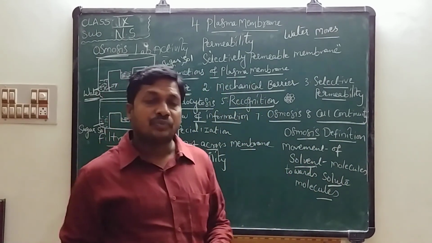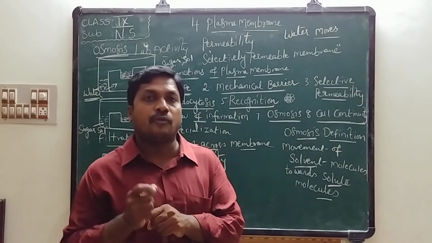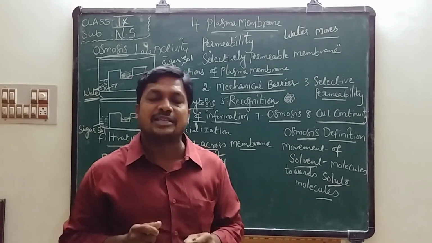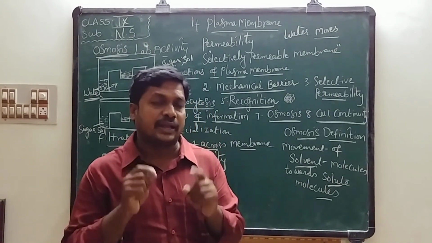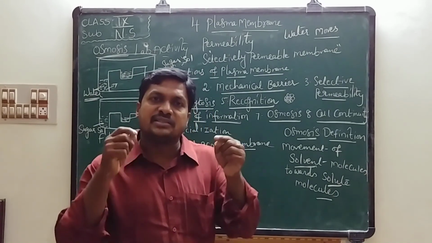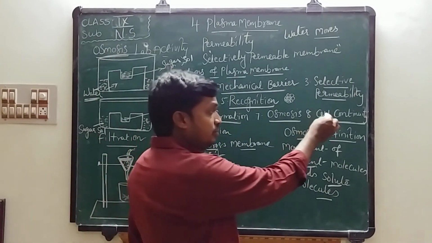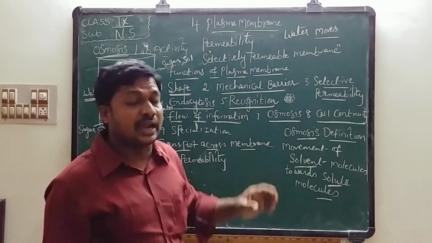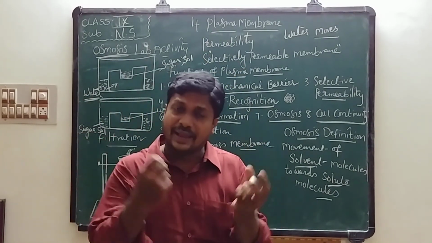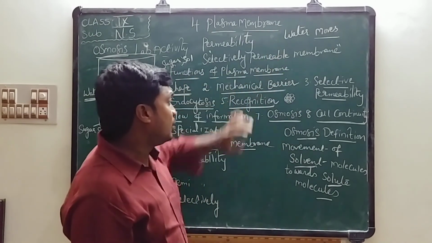Cell continuity. One cell is attached with another cell with the help of a special structure known as plasmodesmata. Keep it in mind. What is that? Plasmodesmata is the connection link between one cell and the other cell. The cell continuity also takes place with the help of plasma membrane. Continuity means attachment of one cell with another cell through plasma membrane only.